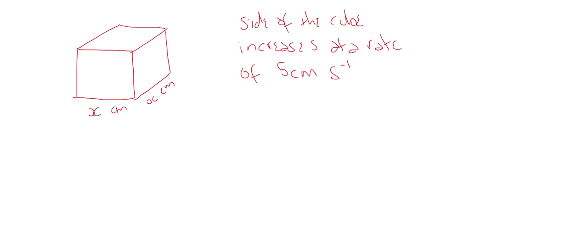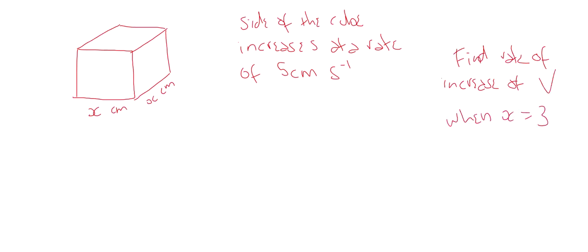I want to know the rate of increase of the volume. So find the rate of increase of the volume when X is 3. So what I'm going to do first is write the thing that I'm trying to find. I want to know the rate that the volume is changing with respect to time. As time moves on, what is the rate that the volume is growing? So again, I'm going to have dV over here and I'm going to have dt over here.